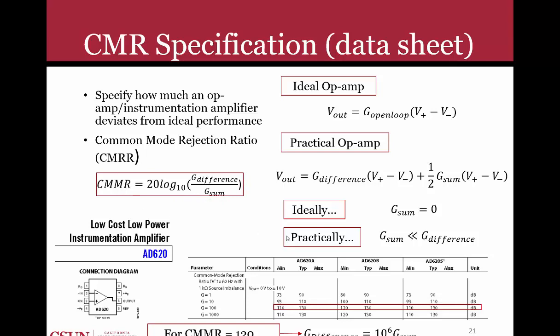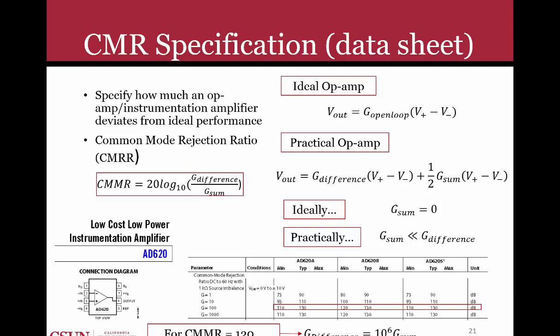So let's do an example here. Let's say you want a gain of 100. This is saying that your common mode rejection ratio is going to be at least 110 and at most 130 decibels. Alright, so let's say you have 120. Say we're in the middle there, right?